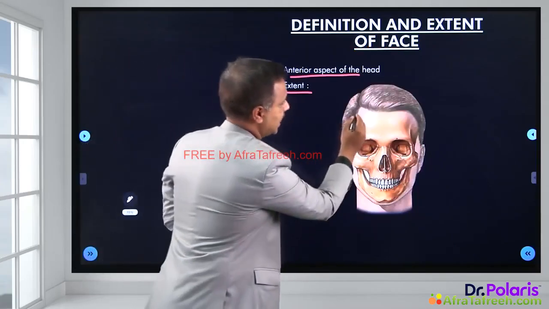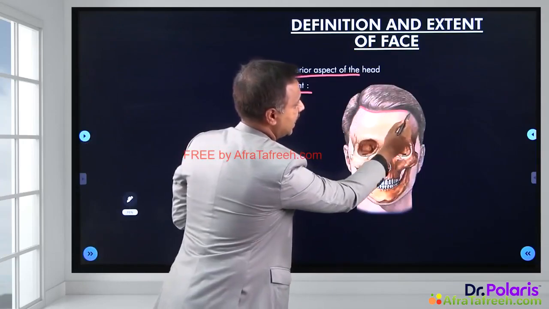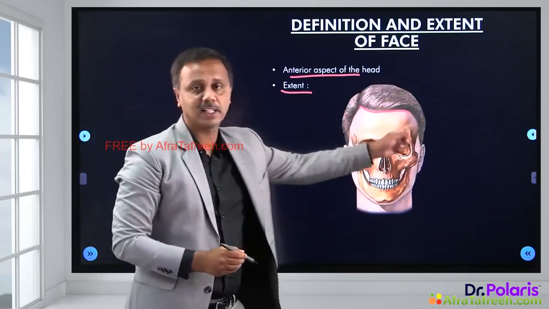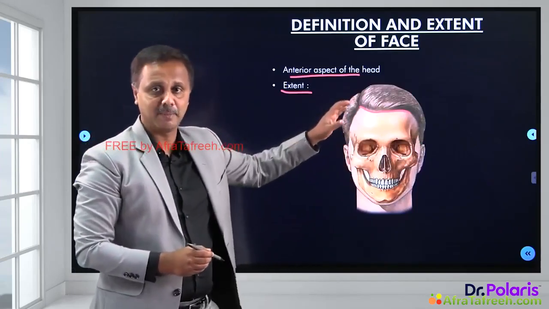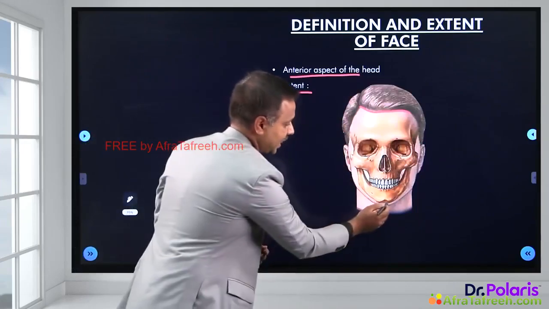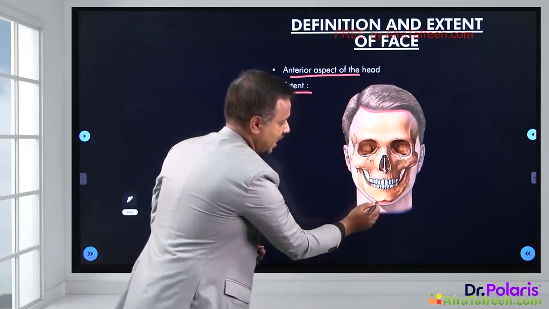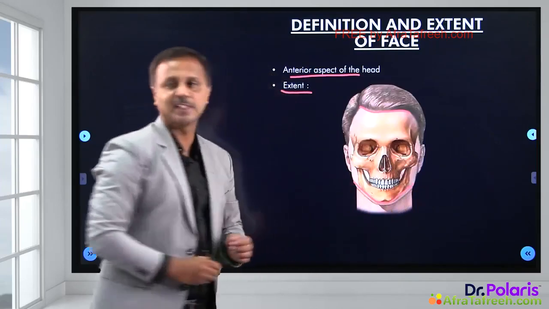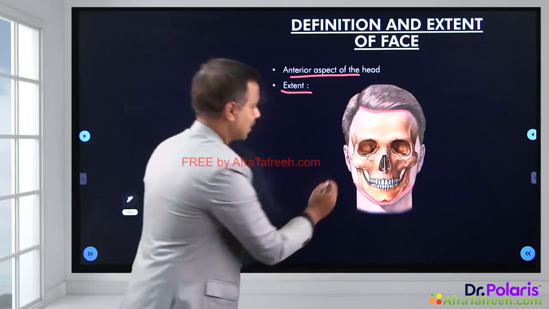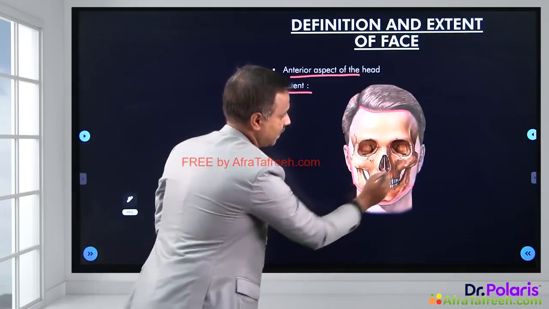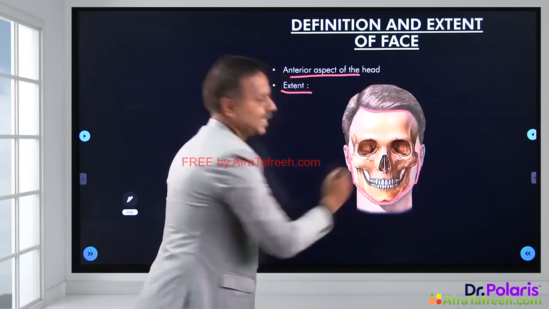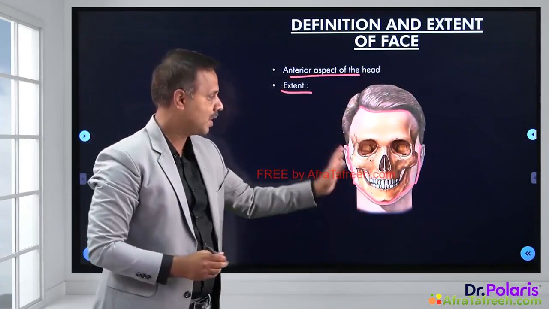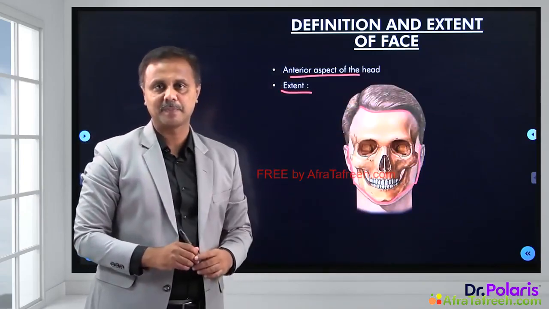Above, the face extends from the anterior hairline. This is an interesting boundary. We are taking the anterior hairline as the upper limit. The lower limit is the chin and the base of the mandible, or the lower border of the mandible, right? Whereas on the sides it is the front of the ear. This is the extent of face above, below and on the sides, right?